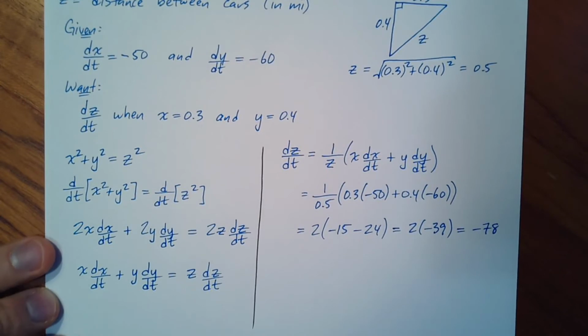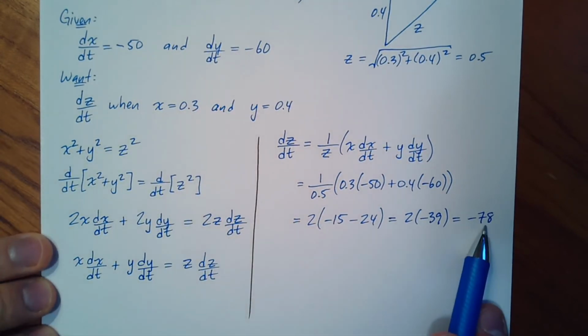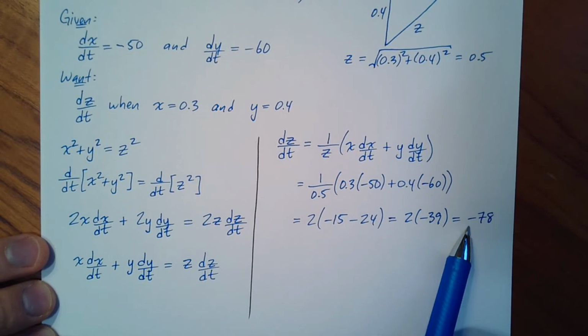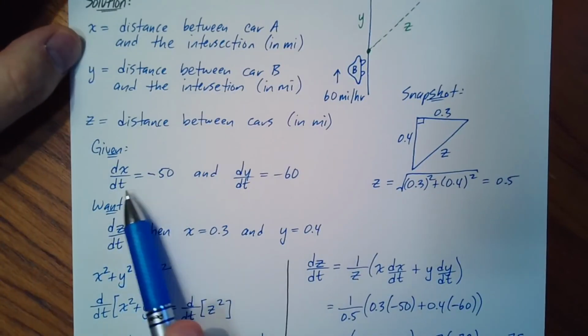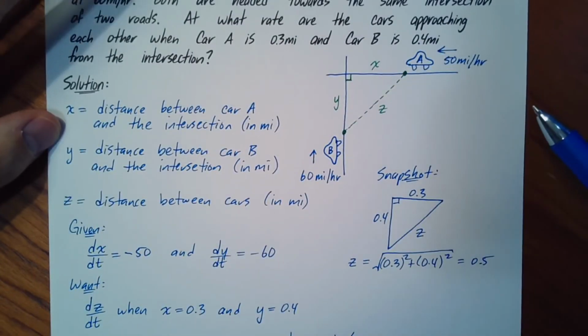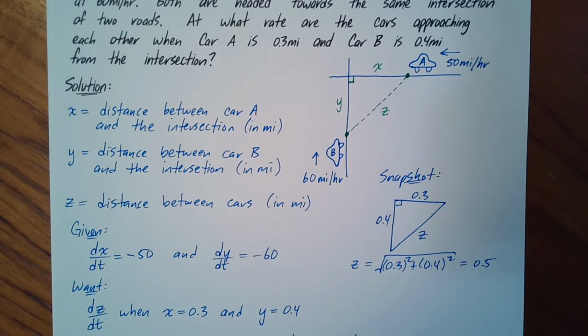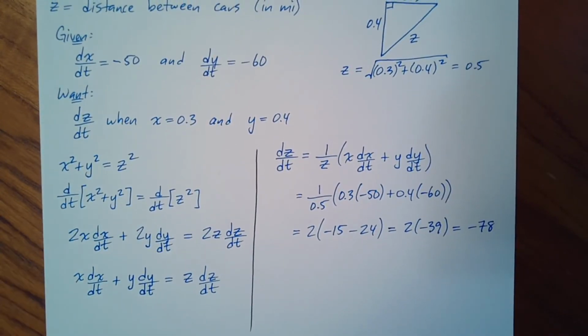So that's the answer to the question. dz dt is equal to negative 78. That tells us how fast the cars are approaching each other. They're approaching each other at 78 miles per hour. Why was our answer negative? Well, for the same reason that dx dt and dy dt were negative, because x and y are shrinking quantities. As the cars approach the intersection, x and y are shrinking quantities, but so is z. So you're expecting to get a negative value for dz dt. So that's corroborated by reality.